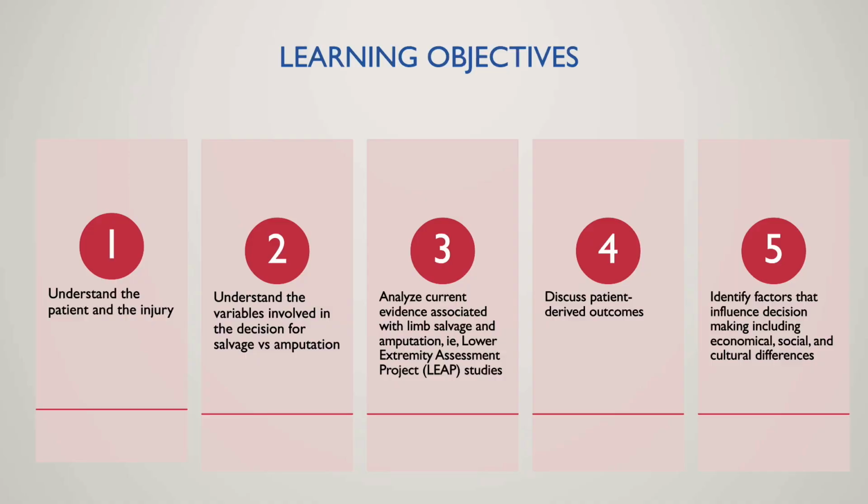The learning objectives are, so we have to understand who is the patient, what type of client it is, what type of injury it is, and understand the different variables we will talk about for decision making. It's a very difficult decision whether you will reconstruct a limb or ablate the limb. There is analyzing current evidence, which is, I think, very, very important for this presentation. It is associated with limb salvage and amputation. And I will talk about a study which was done in the US.